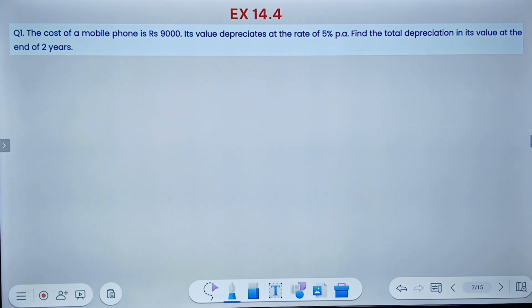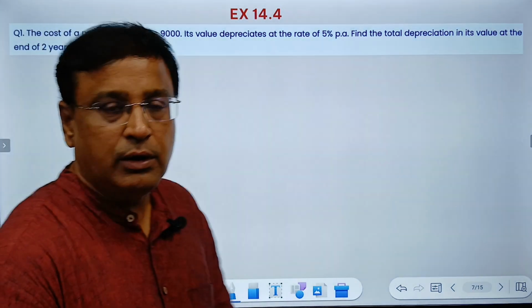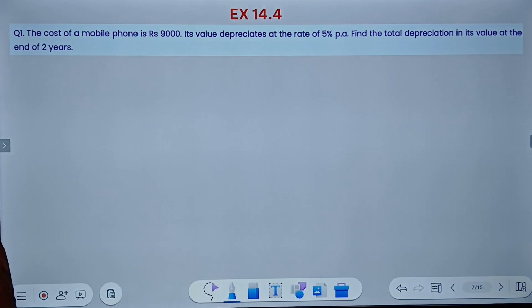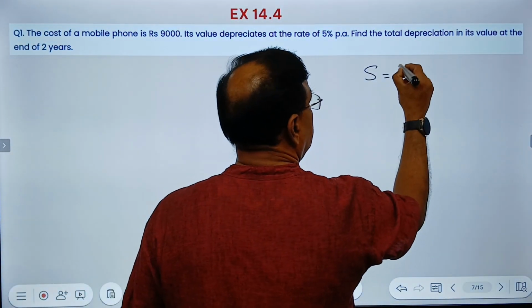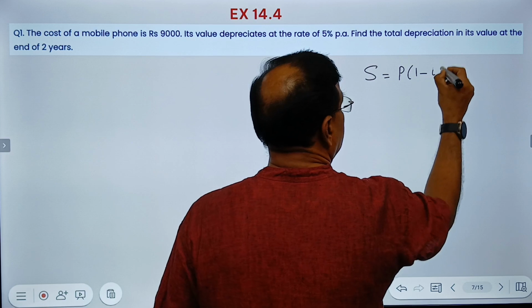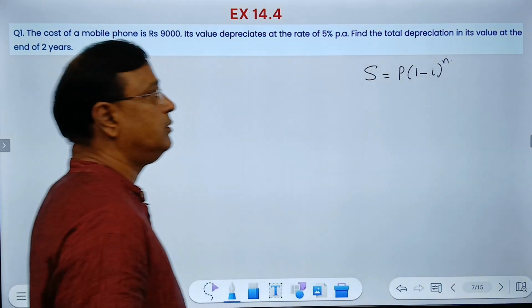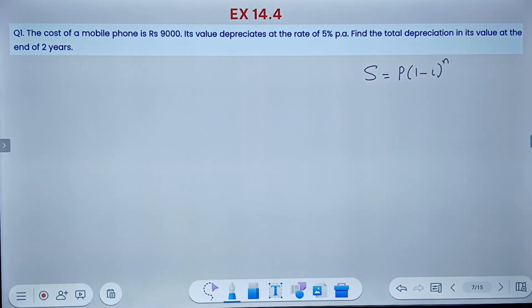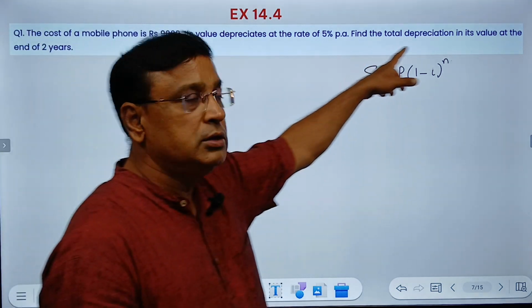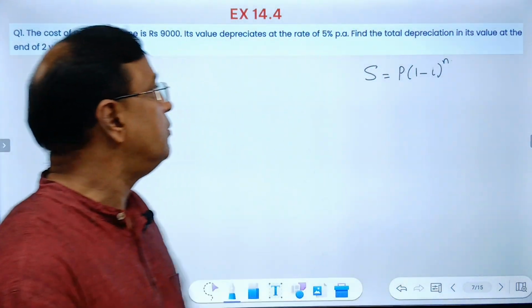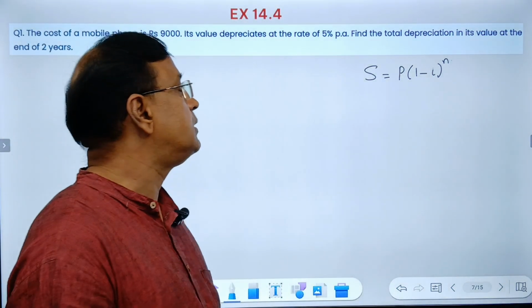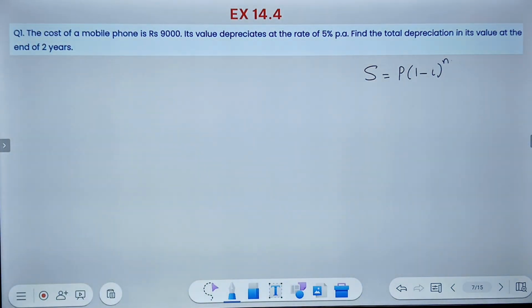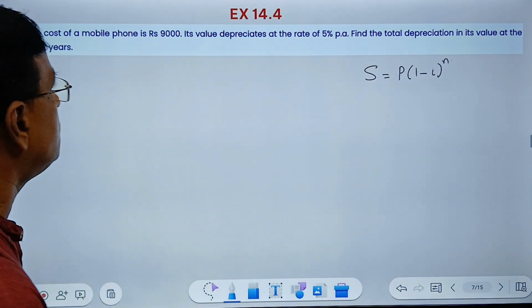Now here in exercise 14.4, this is the second method. In this we have S equal to P into (1 - I) to the power of N. Okay, so let's go inside the problem. I have explained all these things in the previous video, how we got this formula and all that. Please refer to that.